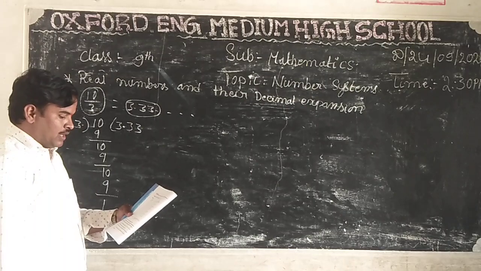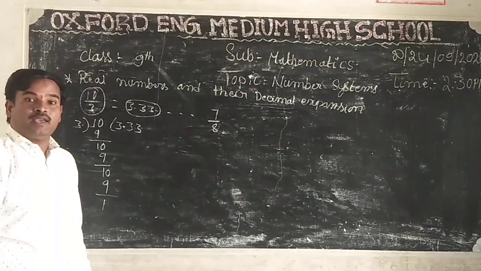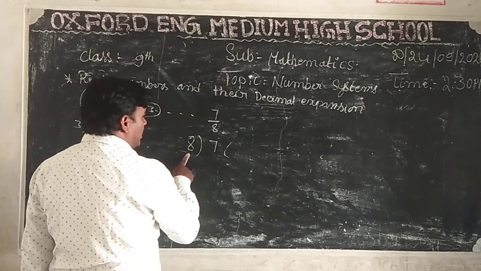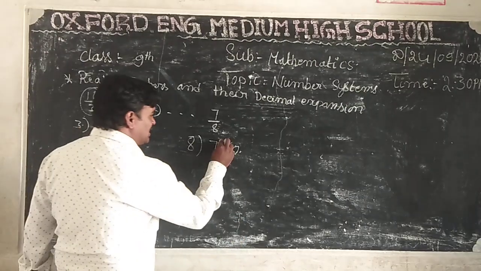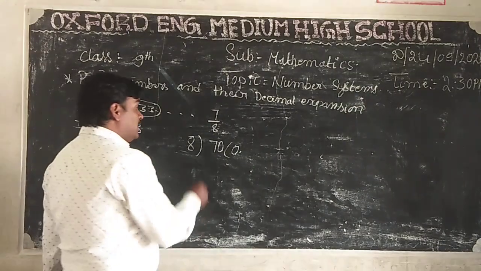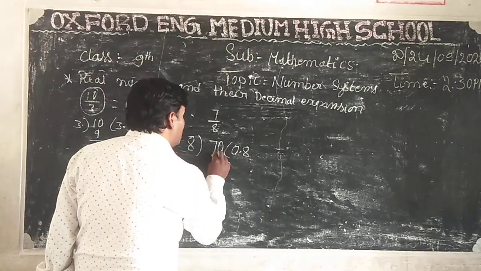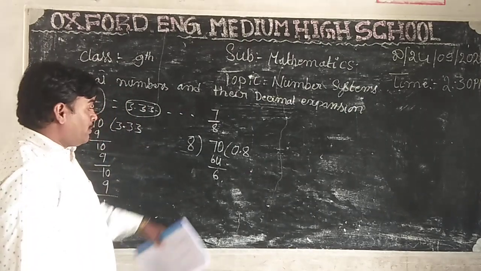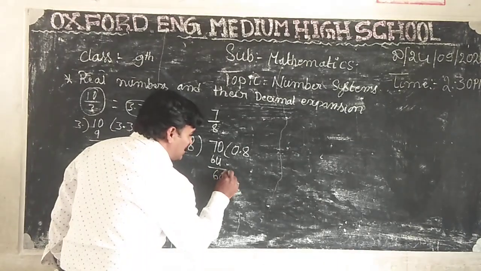7 by 8. See here, 7 is divided by 8. 7 is not divisible by 8. So therefore, take the decimal point and put 0. Then 7 becomes 70. Right? So 70, 8 8s are 64. Remainder is what? 6. We want the remainder, how much? 6. So that 6 becomes 60.